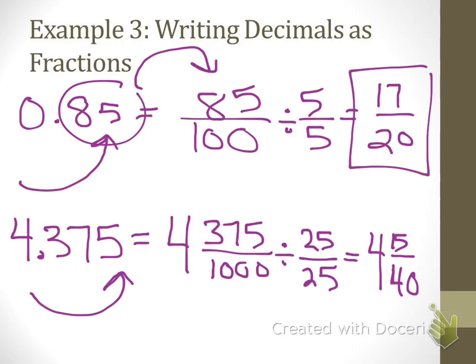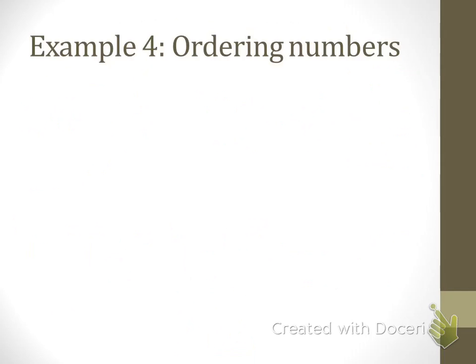All right, and is that my final answer? No. What's my final answer? 4 and 3/8. 4 and 3/8, okay? So we just keep reducing until the fraction is in simplest form. And that's how you would write a decimal as a fraction. Any questions? Okay, let's move on to example 4.